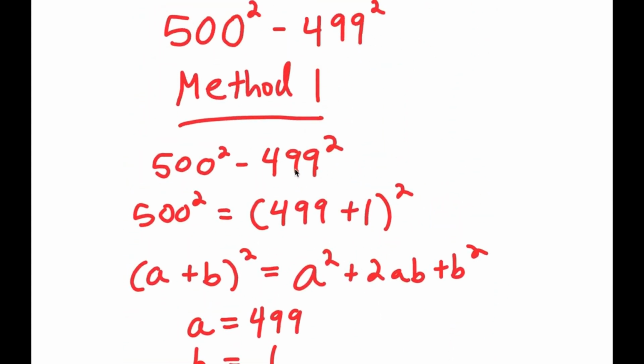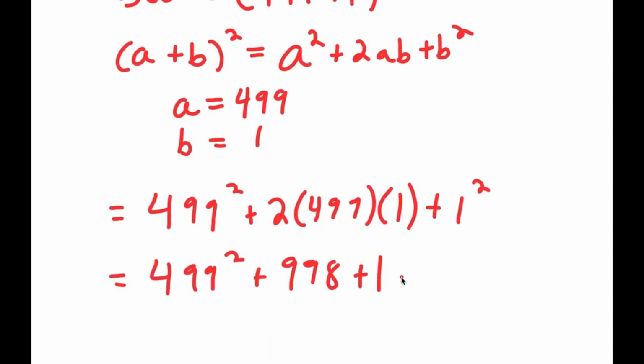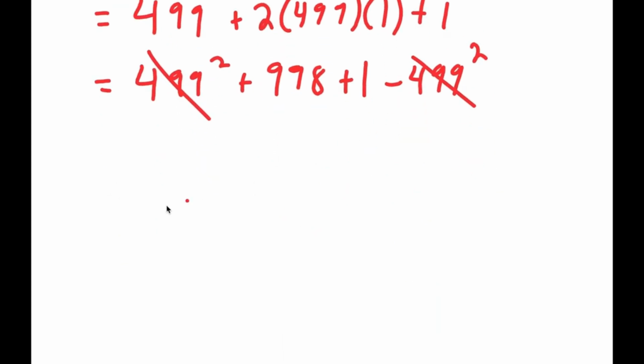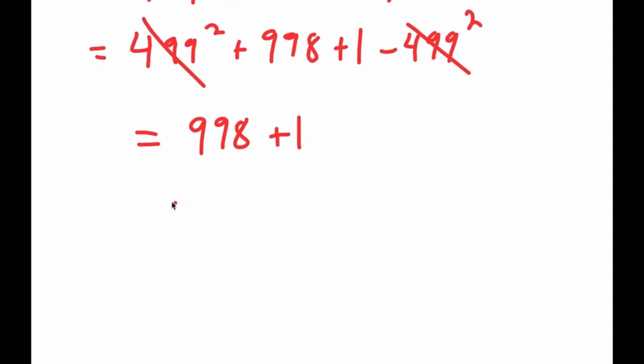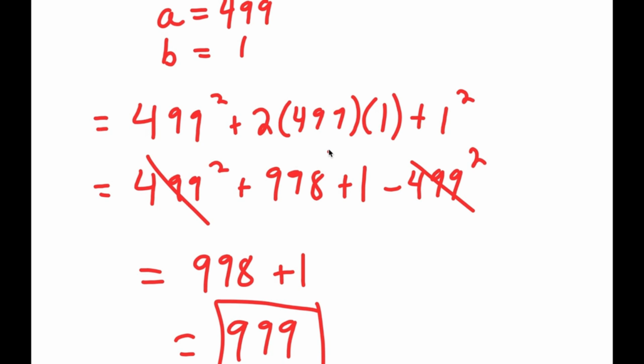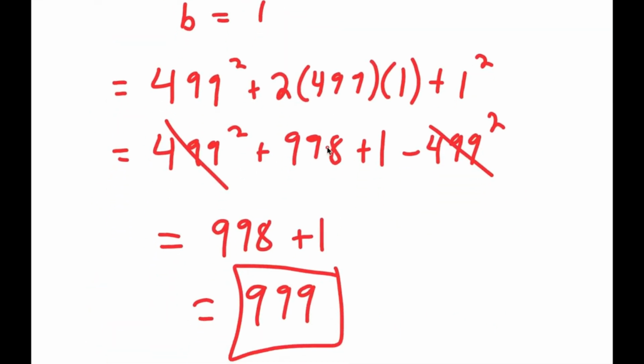And remember, at the end here, I have negative 499 squared. So now we can add that back in. And 499 squared minus 499 squared, these two cancel out. So I'm left with 998 plus 1. And this is equal to 999. So that is the first method of solving this problem.